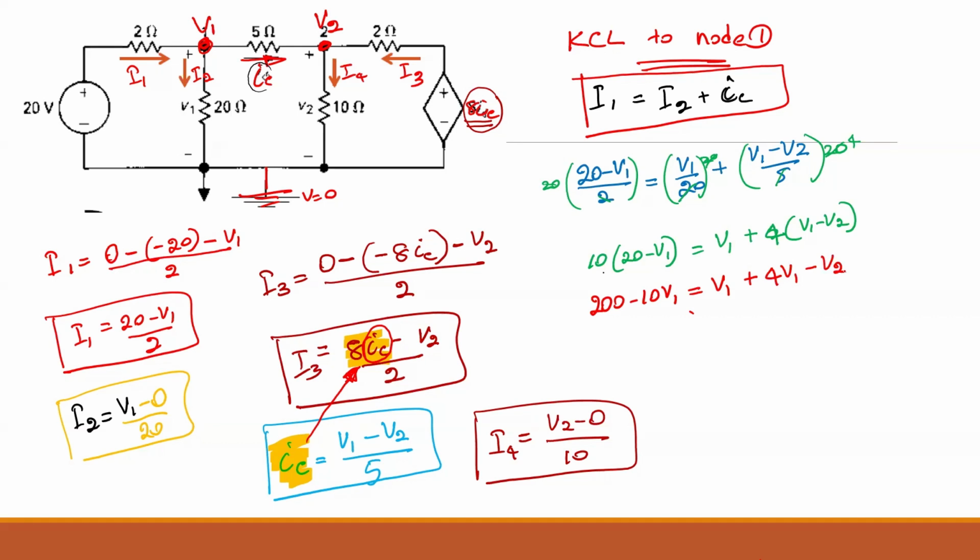We can take everything to the other side, the V terms, so we can keep the 200 here and V1 plus 4V1 minus V2 plus 10V1. V1 I have taken to the other side, so the minus 10V1 will become plus 10V1. So now you can add the like terms. V1 plus 4V1 plus 10V1, altogether 15V1 minus V2 is equal to 200.